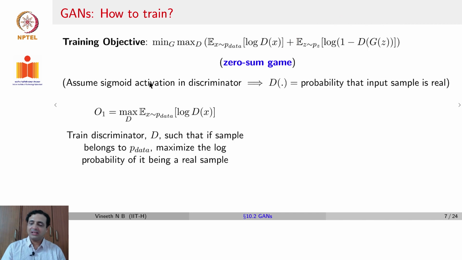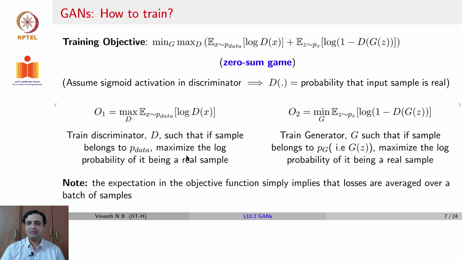So let's try to parse this objective function a bit differently. If you look at the first term here, let's write that and call it objective 1. So objective 1 states that we'd like to train the discriminator such that if sample belongs to P data, which is the true training data distribution, we maximize the log probability of it being a real sample.